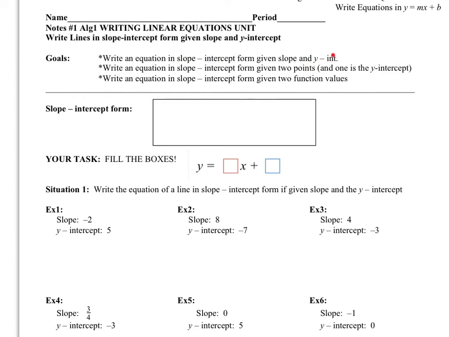One is if we're just given all the information that we need. One is if we're given 2 points, although one of those points is going to have to be the y-intercept. And then the other one that's going to be similar is if it's just written using function notation.